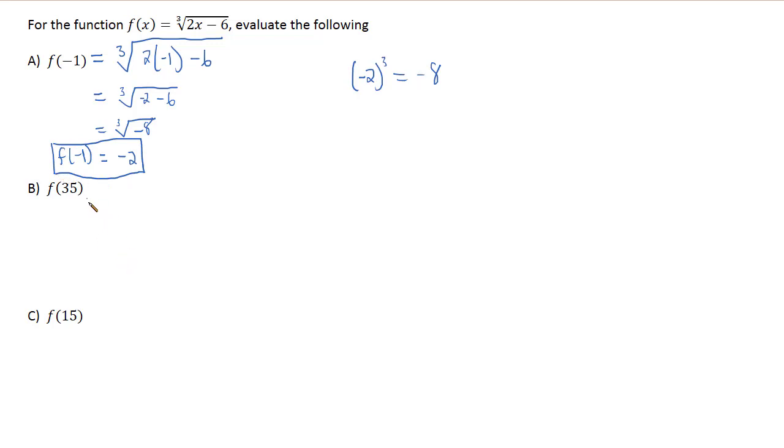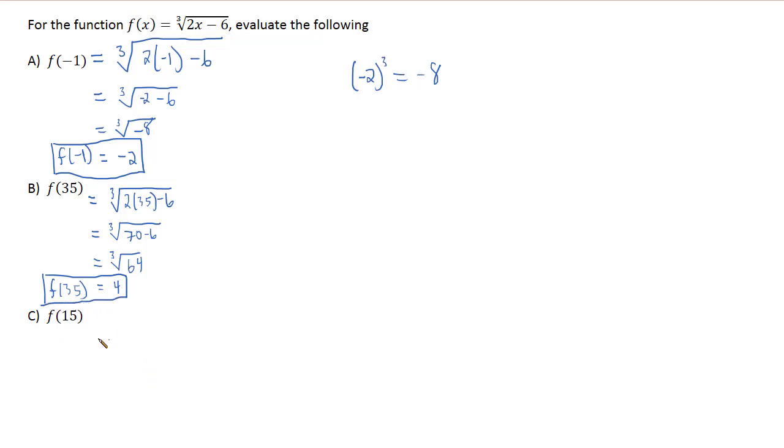Part B, f of 35. f of 35, following the same rule, would be the cube root of 2 times 35 minus 6. Simplifying, that would be the cube root of 70 minus 6, which is the cube root of 64, which is 4. f of 35 is 4.